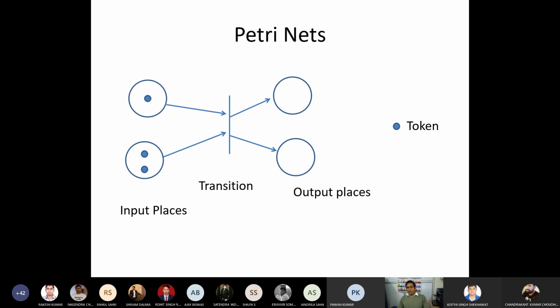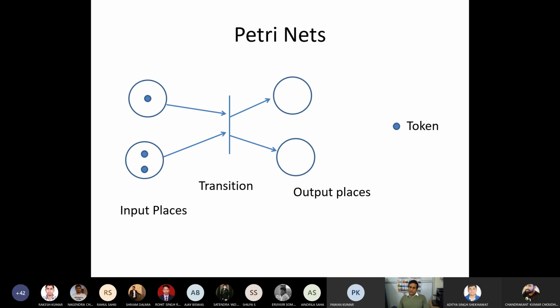Okay, so the transition can fire only if the input places contain some tokens. If the input places have no tokens, then the transition cannot be fired. This is the way that you can think of it.